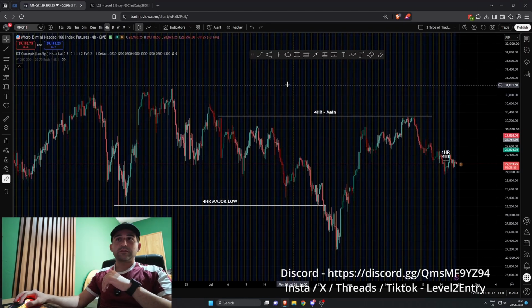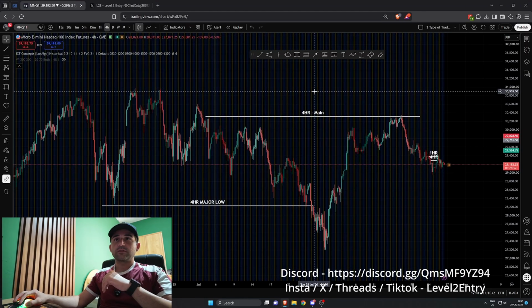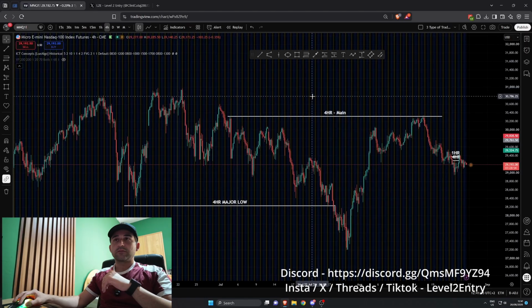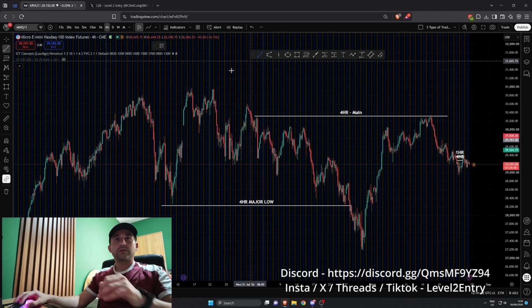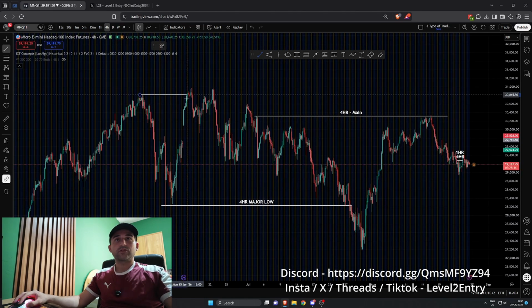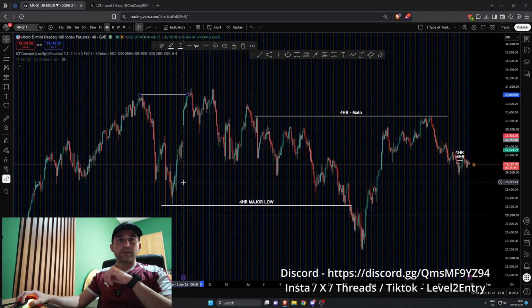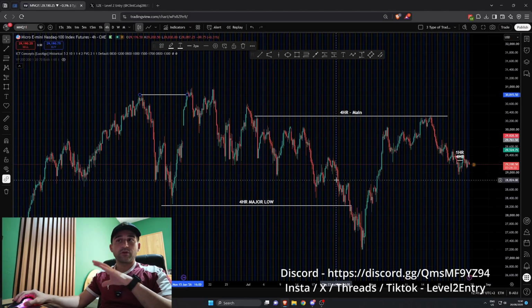So as you can see, I'm on the 4-hour time frame, and how I determine my bias is very simple. Price here made a break of structure to the upside, and I have marked this 4-hour low here as the 4-hour major low. Once price went below that line that I have marked, my bias turned to bearish.